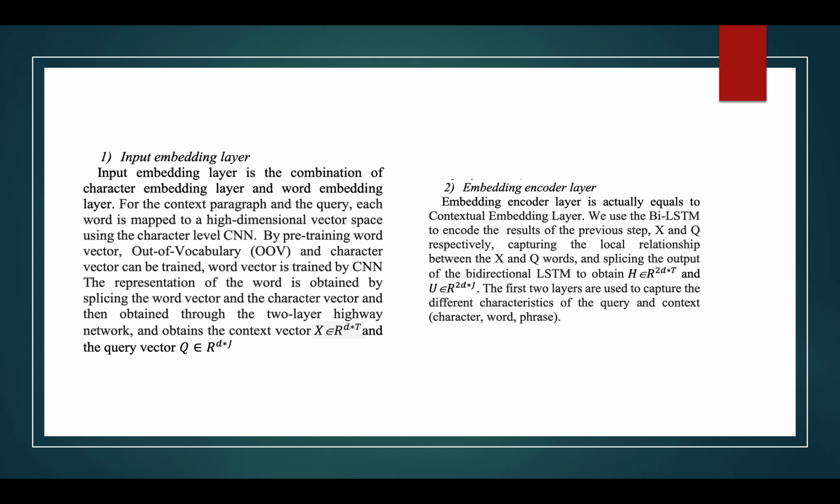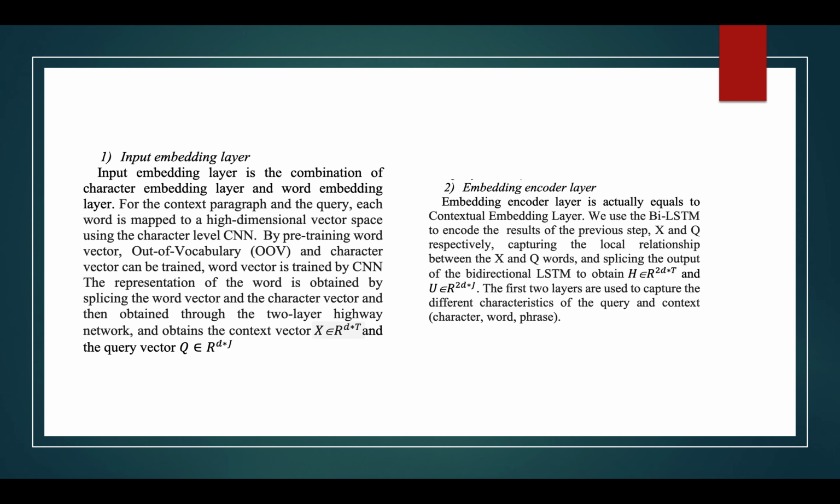So, now I'll introduce the 6 layers of the BiDAF model. I write 5 layers in my paper, so I combine the first 2 layers into the input embedding layer. So the input embedding layer is actually the combination of the character embedding layer and the word embedding layer. For the context paragraph and the query, each word is mapped to a high-dimensional vector space using the character level CNN. By pre-training word vectors, out-of-vocabulary words and character vectors can be trained. Word vector is trained by CNN.